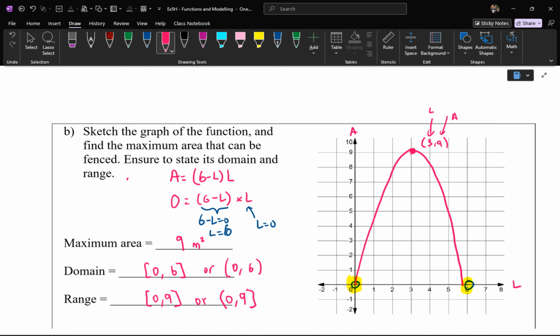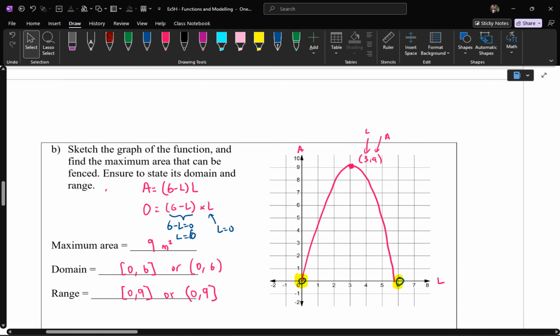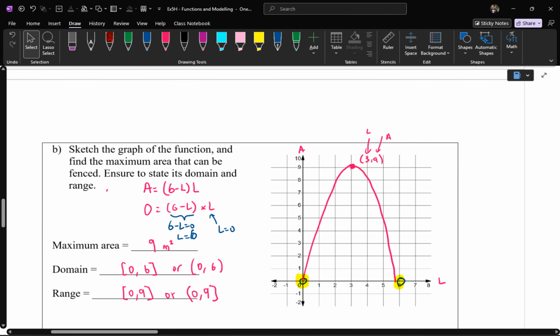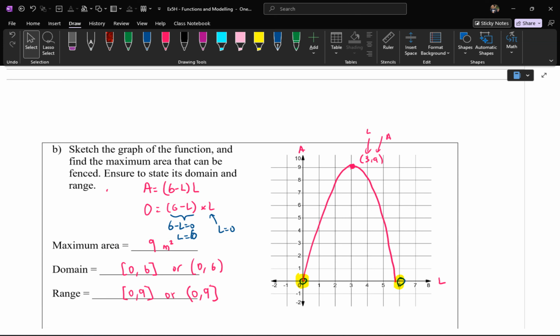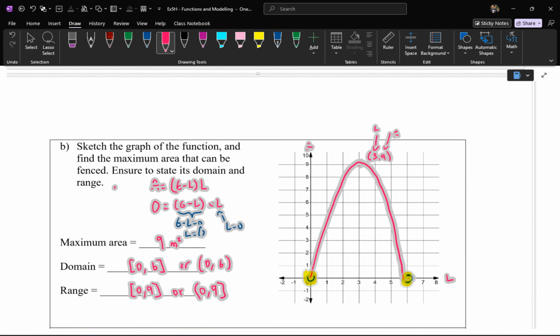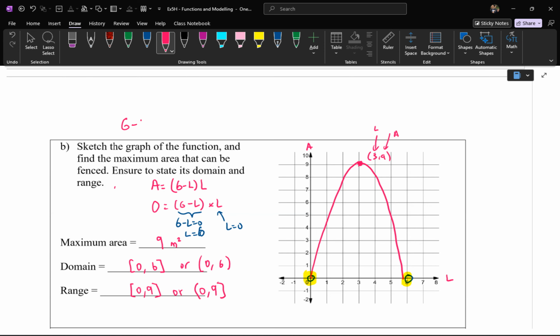Now, some of the questions might ask for the maximum length and the maximum width. Again, the width was 6 minus L. So at the maximum area, what are the length and width equal to? Because that's a typical SAC question. What's length and width equal to at the maximum area?